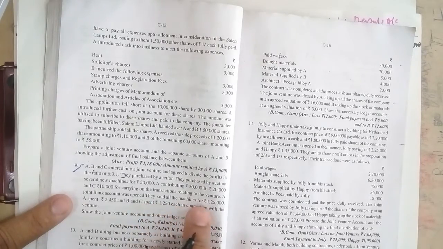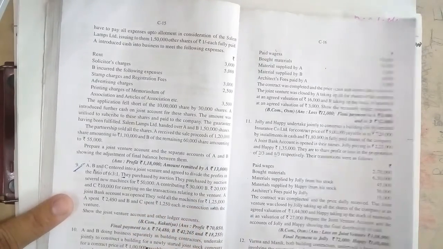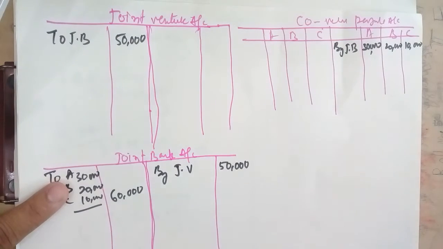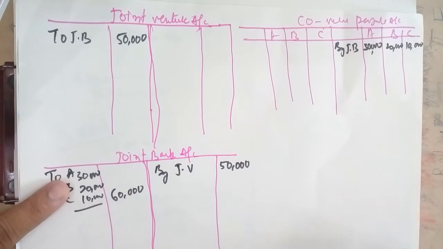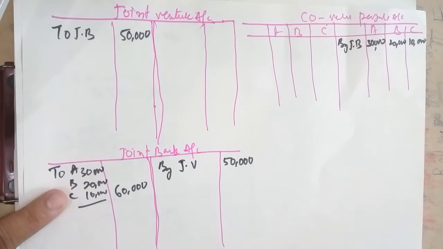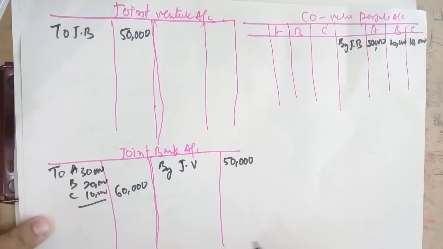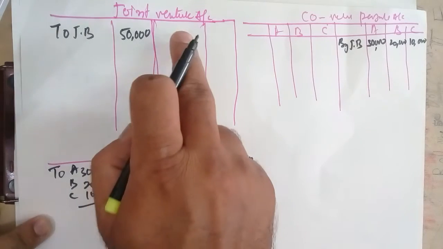They sold all the machines for 1,25,000. Whenever they are selling the machine, what are we getting? We are getting money. So now we are the accountants of the co-ventures, and the money should be deposited into the joint bank account. So the entry would be joint bank account debit to joint venture account.